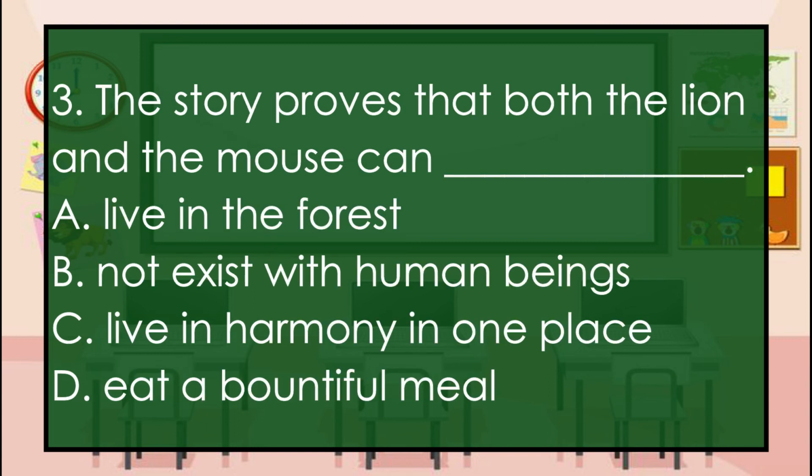Number 3. The story proves that both the lion and the mouse can blank. A. Lived in the forest. B. Not exist with human beings. C. Lived in harmony in one place. D. Eat a bountiful meal.